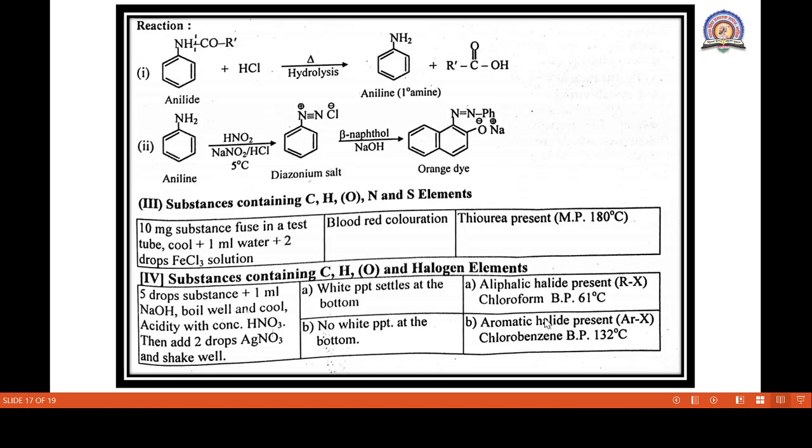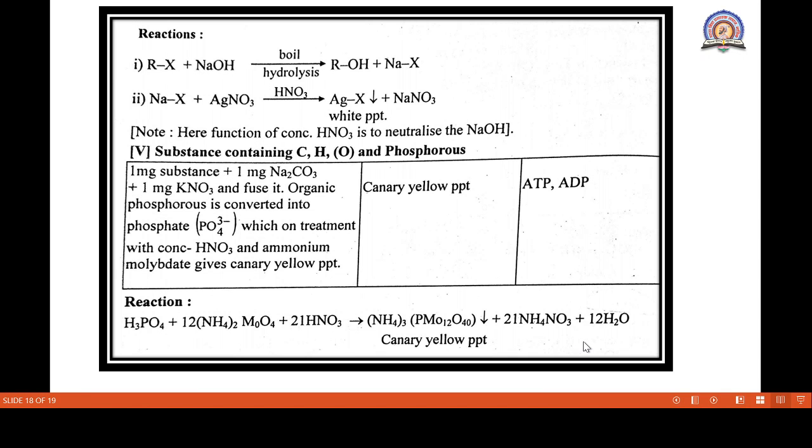Okay, so in this way we find out, all this part we are going to perform in a test, and after doing this we note the observation, and by this observation we conclude the last column. Okay, reactions. If aliphatic halides are there, NaOH is added, so there is a formation of NX. This NX reacts with AgNO3 and a white PPT is precipitated and NaNO3 is obtained. Here the function of the concentrated HNO3 is to neutralize the NaOH. This HNO3 is added to neutralize this NaOH.